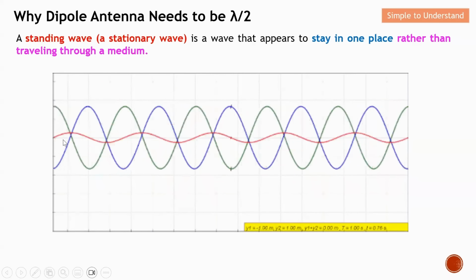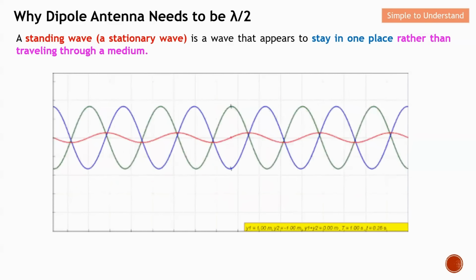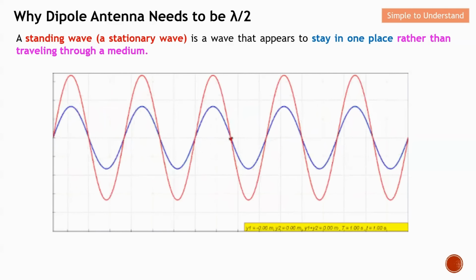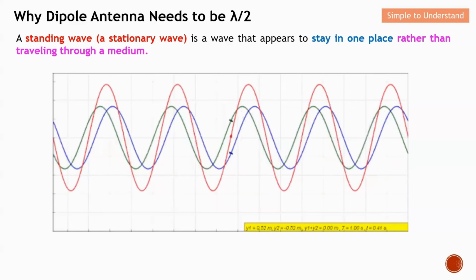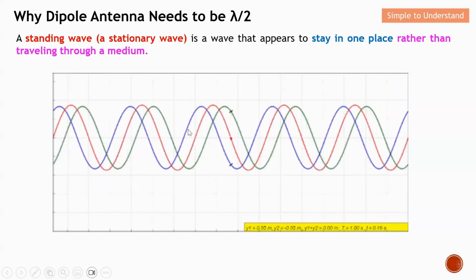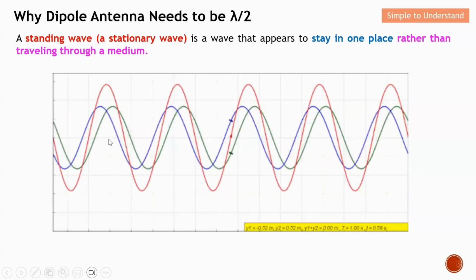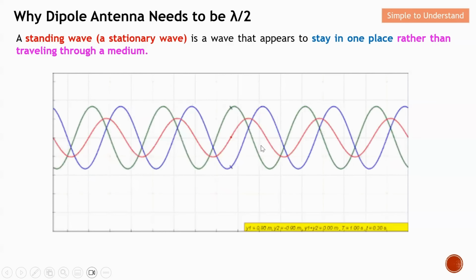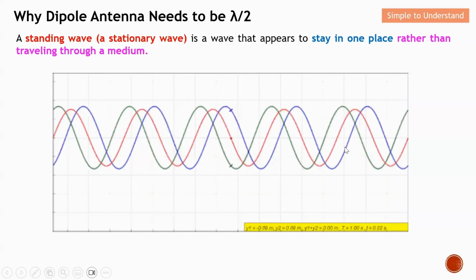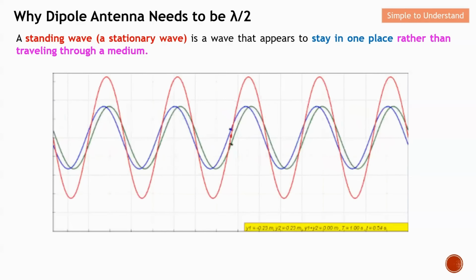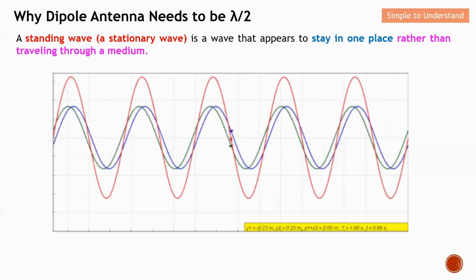From here, you can see that there are three types of waveform: the blue one, the green one, and the most critical one, the red one. The red one is a stationary wave. What does this mean? If you look at the blue one, the waveform shifts to the left, and the green one shifts to the right. But the red one, which is the standing wave, is called a stationary wave because it does not shift to the left or to the right.